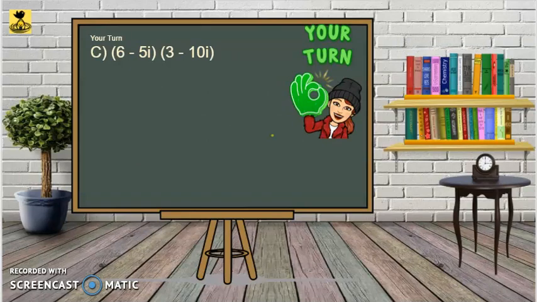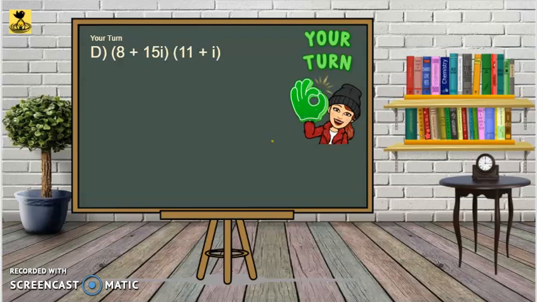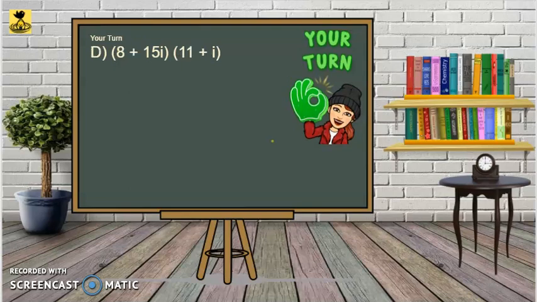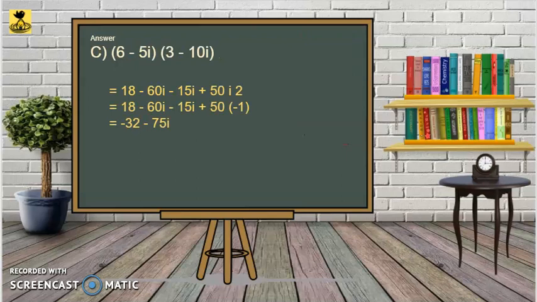And then letter D. Pause the video, and once you're done answering, you can check your answers and compare them with the answers in the next slides. Okay, again, C, you can pause the video, and then D, pause the video again, and finally, once you're done, check your answers. These are the answers here. This is the answer for letter C, and this is for letter D.